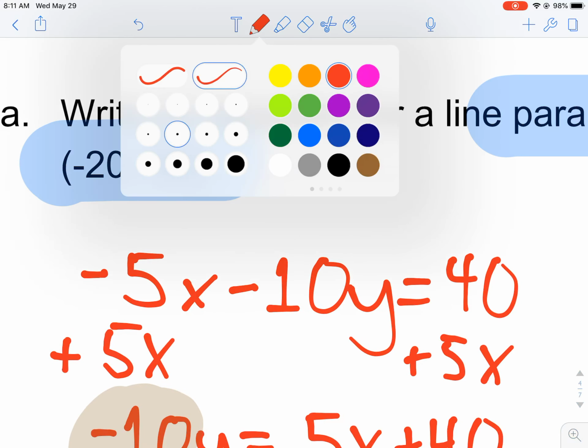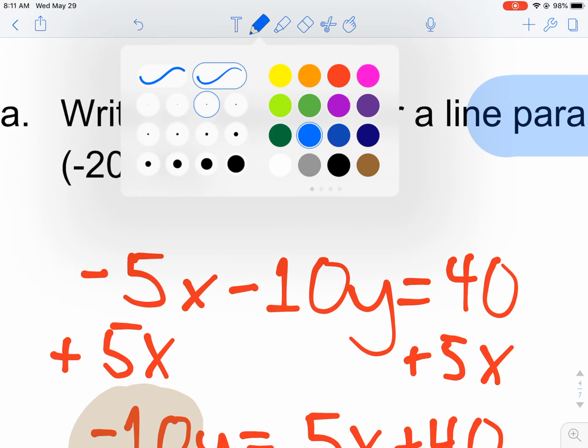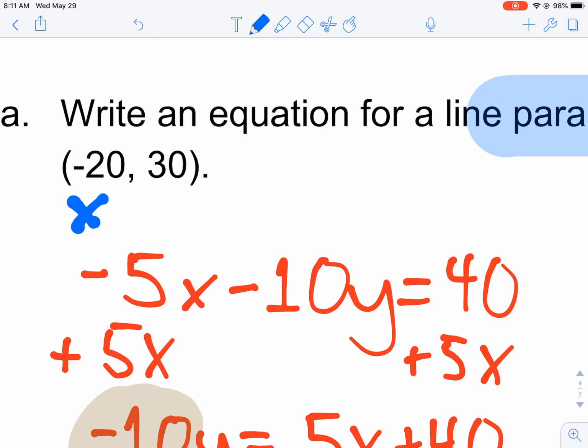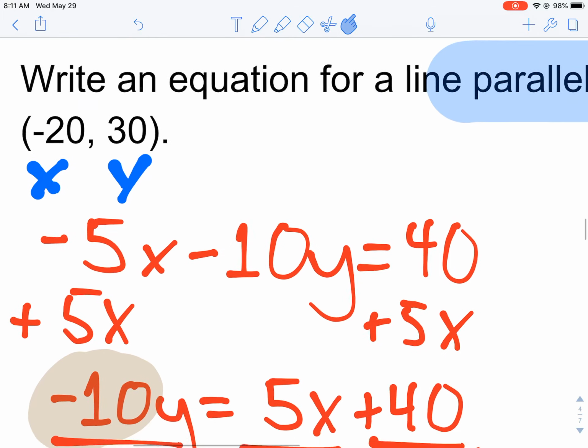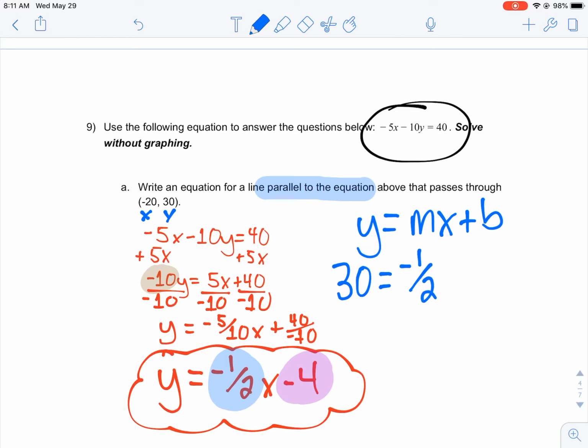I cannot use this. However, I do have a piece of information here: the coordinates they gave me, negative 20 and positive 30. Negative 20 will be my x value, or my input. 30 will be my y. What I can now do, using the form y equals mx plus b, for my new equation, I know what my slope is going to be. It's going to be the same slope. I know y is going to be 30. I know x is going to be negative 20. And I'm going to be solving for my new y-intercept for this line that's going to be parallel.